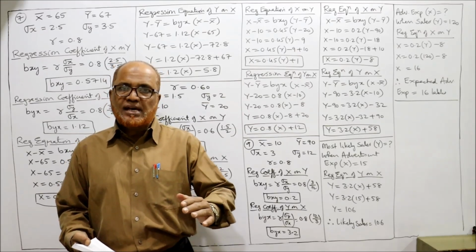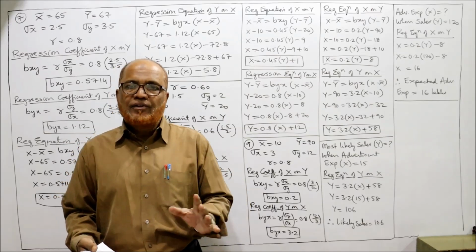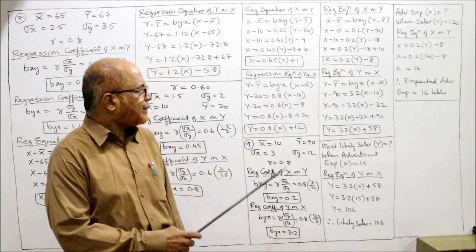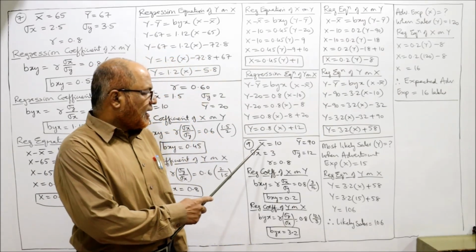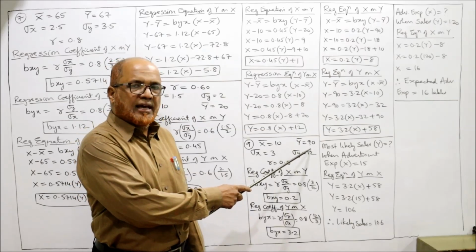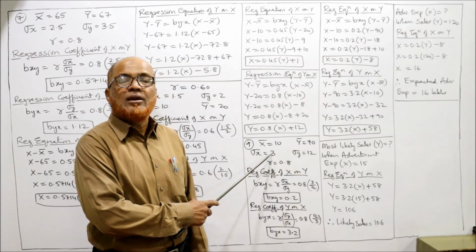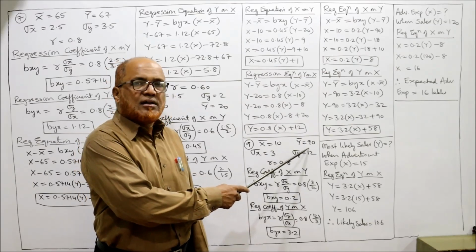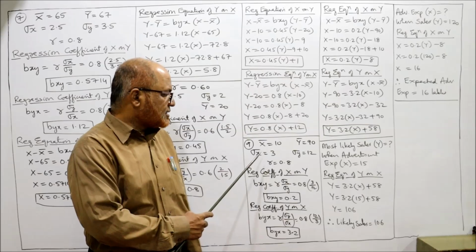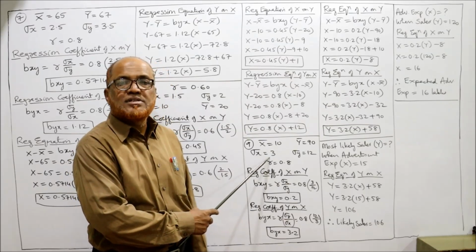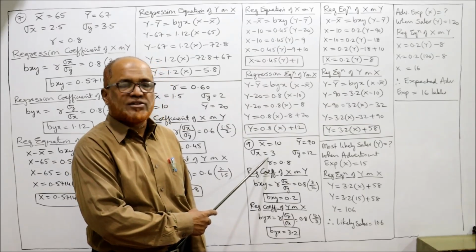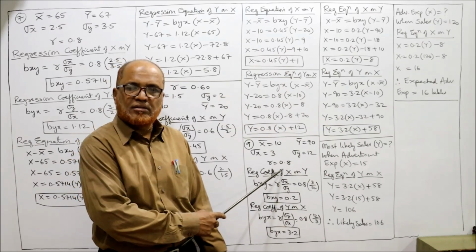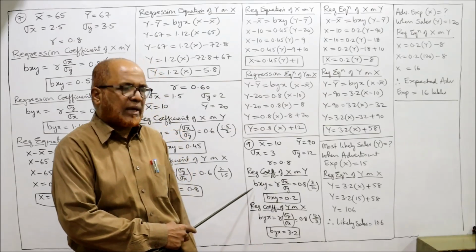So this problem is one step ahead. First we have to calculate the two regression equations in exactly the same way. Ninth problem: X bar is 10, Y bar is 90. X bar is the mean of advertisement expenditure given in the problem, and 90 is the mean of sales. And sigma X is 3, the standard deviation of advertisement expenditure. This is the standard deviation of sales. And correlation coefficient 0.8. We calculate in the same way.